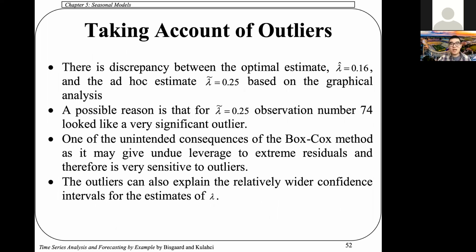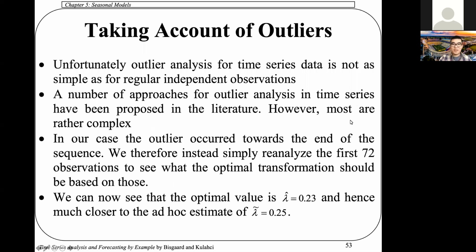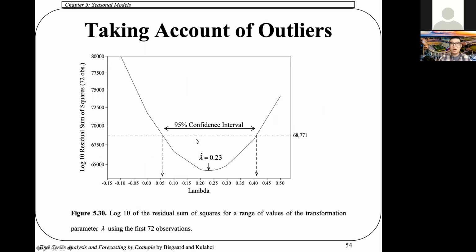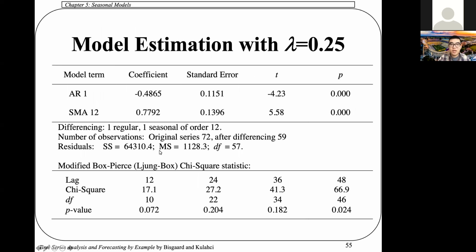Now let's say we throw away observation number 74, and we again find the optimal lambda, and here the optimal lambda is 0.23, which is pretty close to our original lambda. We chose 0.25, okay? So we use this lambda, and we use only the 72 observations for our analysis. And this is what we got.